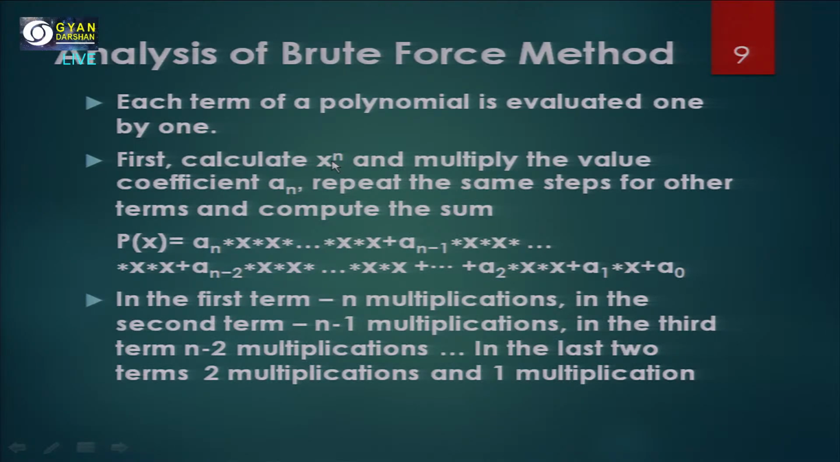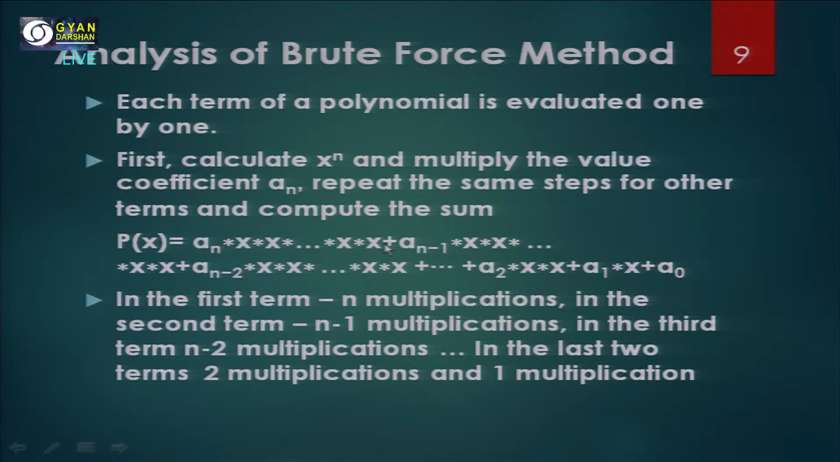First, compute x to the power n. So how many times will you compute this x to the power n by multiplying x with x? n minus 1 times. And then this resultant value will be multiplied with the coefficient an. So in total, the number of multiplications is n in this particular case. Now you will repeat the same step for other terms and compute the sum.